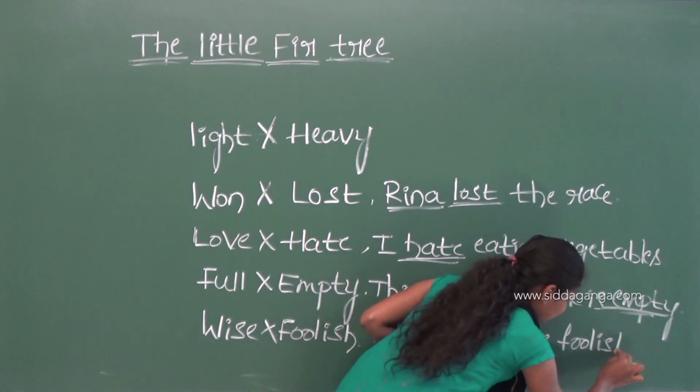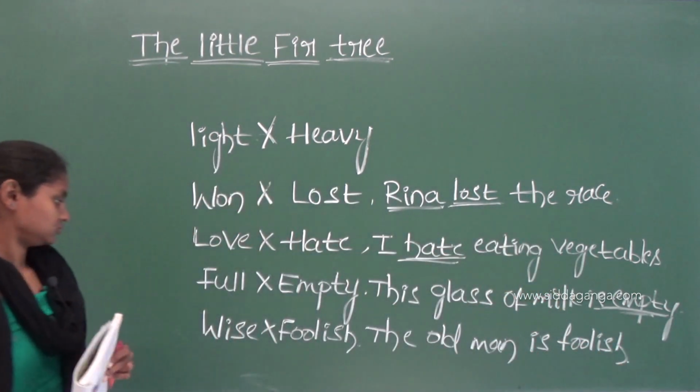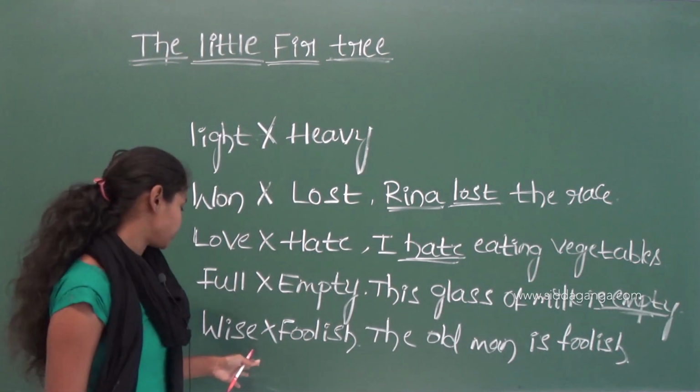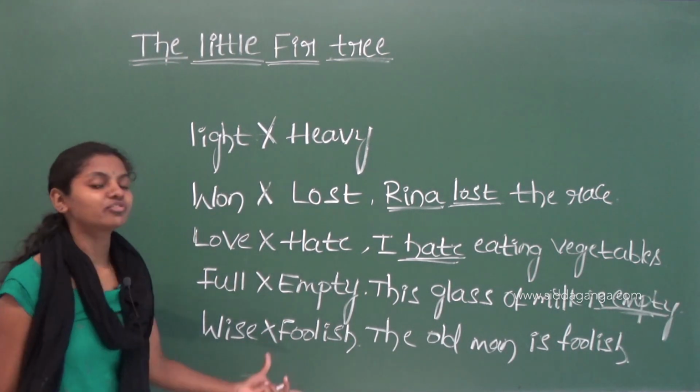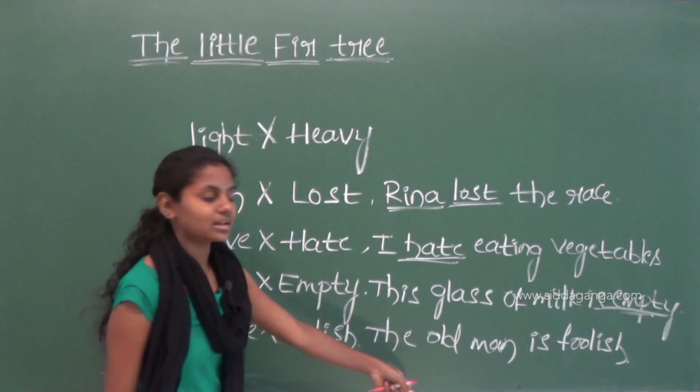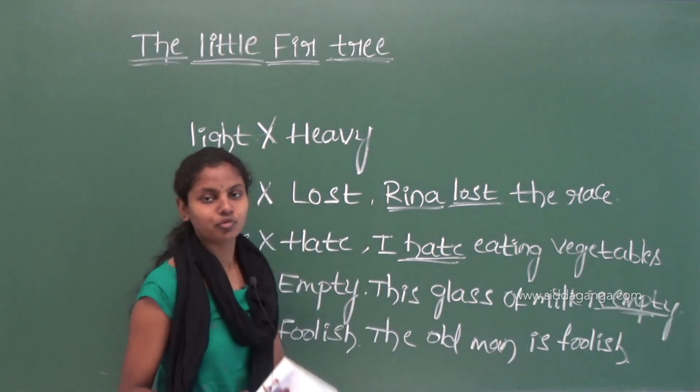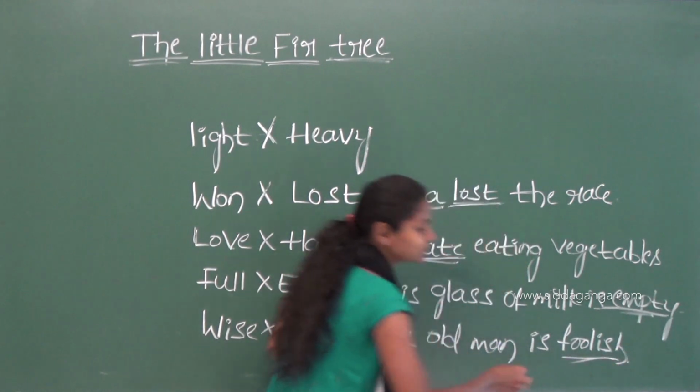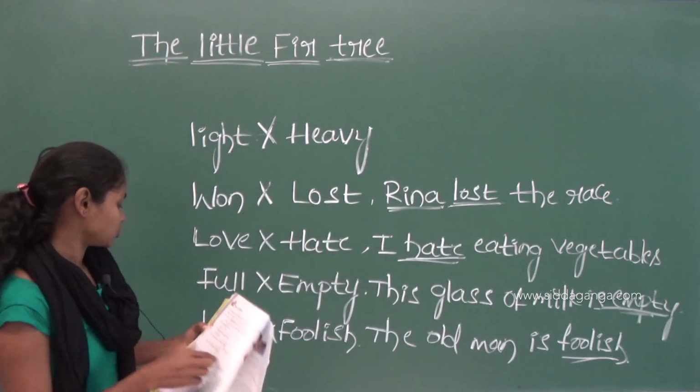Okay? The opposite word for wise is foolish. So, the sentence will be, the old man is foolish. Understood? This is the answer for the fifth question.